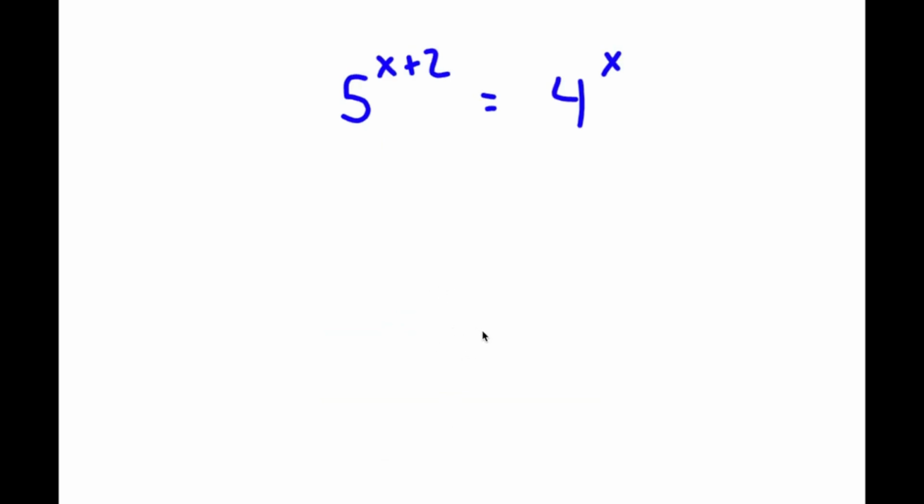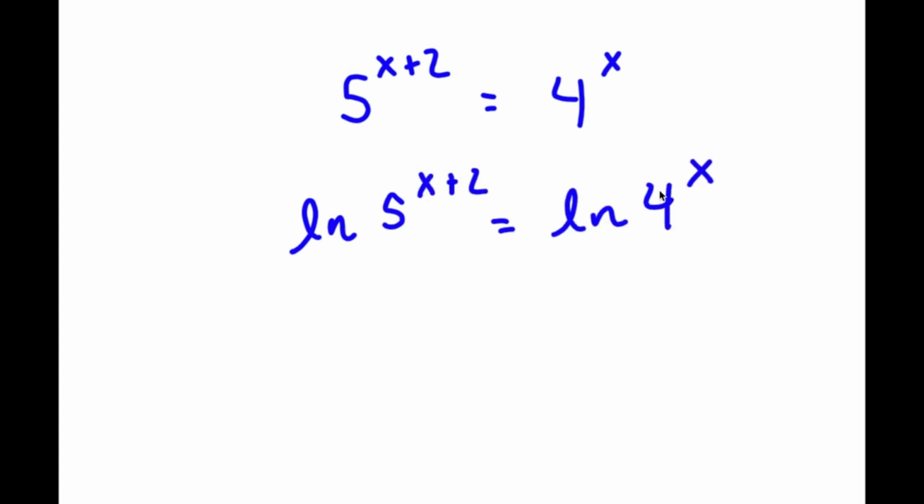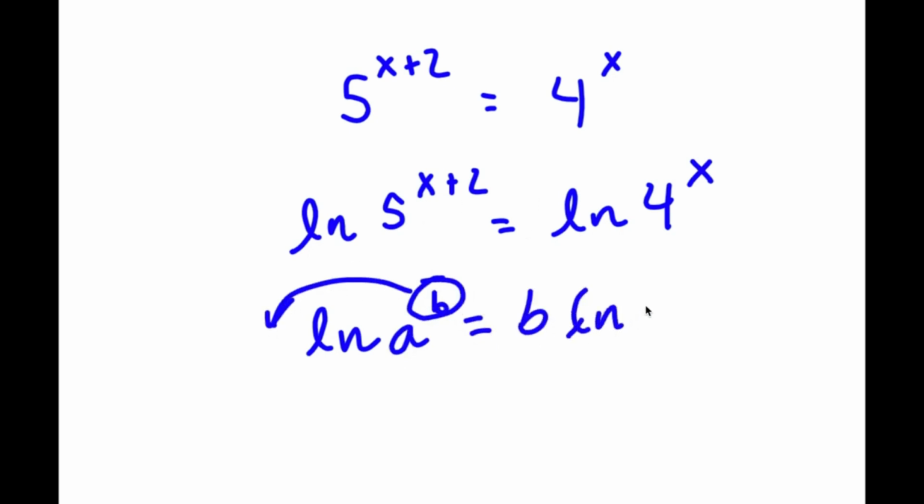Alright, so in this problem, I have 5 to the power of x plus 2 is equal to 4 to the power of x. So to solve this, I'm going to first take the natural log on both sides. So I have ln 5 to the power of x plus 2 is equal to ln 4 to the power of x. Now, if I have something in the form ln a to the power of b, I can actually move this exponent b to the front. So this is going to equal b times ln a.